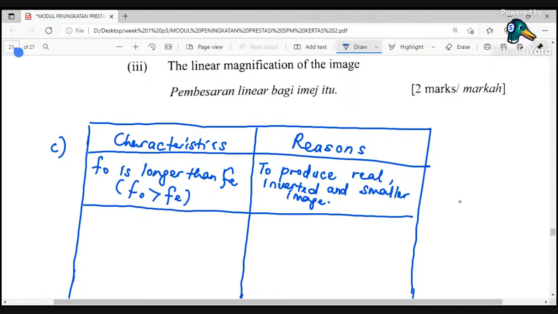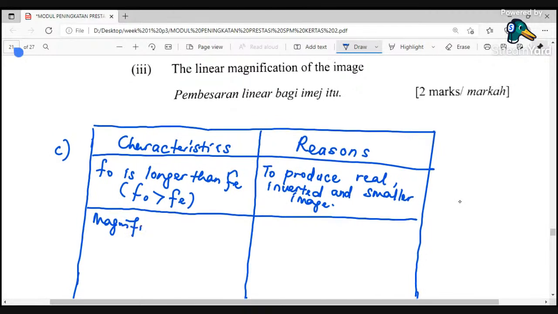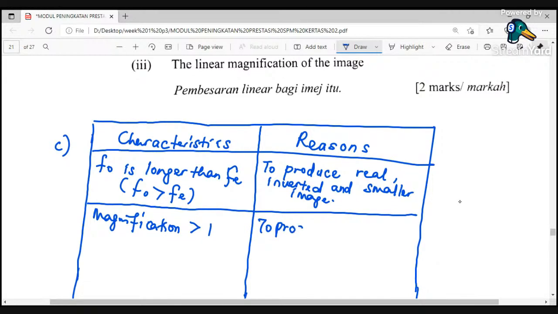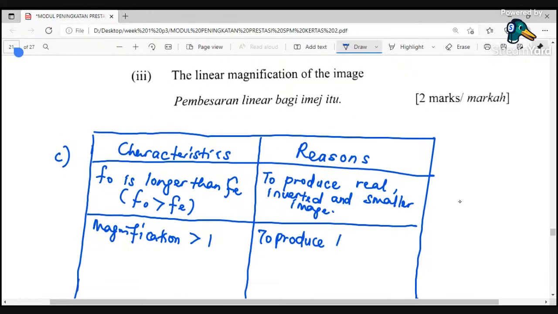Okay, second point. The second characteristic is about the magnification. Magnification more than 1. More than 1 means to produce a larger image.